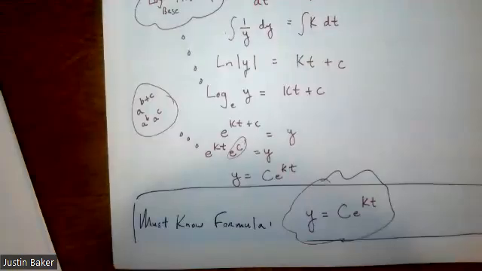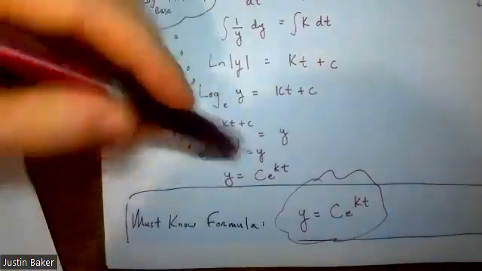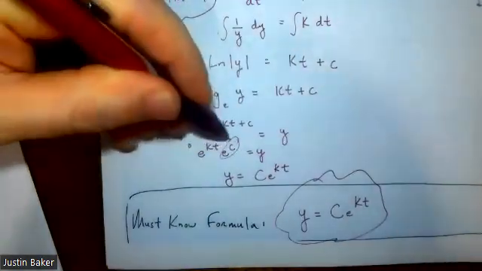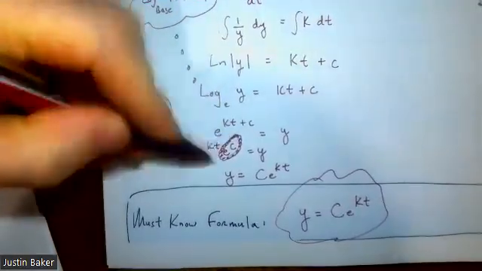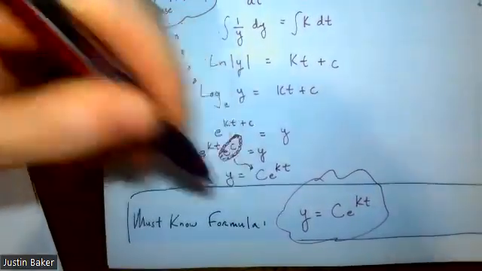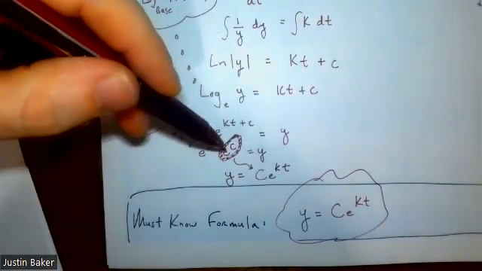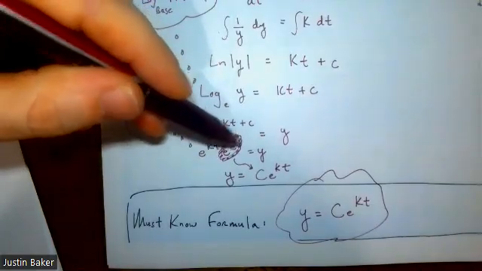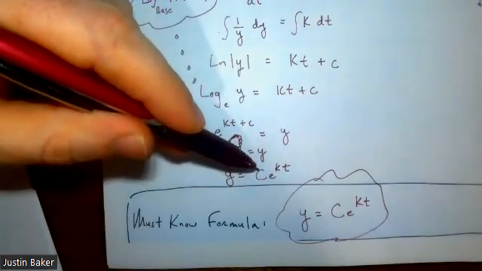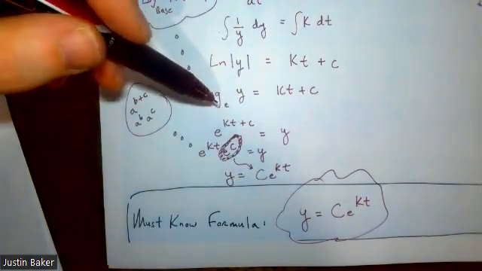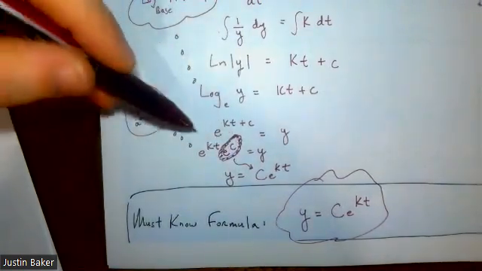Could you repeat again the situation with the C? So e to the c, this whole thing is just a constant because we don't know what c is. C could be anything. So this whole thing can just be condensed into just a constant because it's still just a number and we don't know what that number is. Whether it's e to some random number or just some random number, it still falls under the category of just some number. So that's why we can just condense it into c. And then e to the kt, that's an actual variable up there.